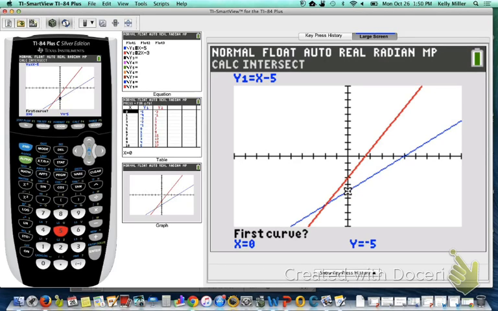So the calculator is going to ask you for the first curve. Just so happens our curve here is a straight line. So I'm going to hit enter to select it. Then your cursor should jump over to the second line, hit enter to select that. Your calculator wants you to guess. We don't really care about guessing, so just keep hitting enter. And it should give you the point of intersection. Just keep hitting enter until it gets to the answer.